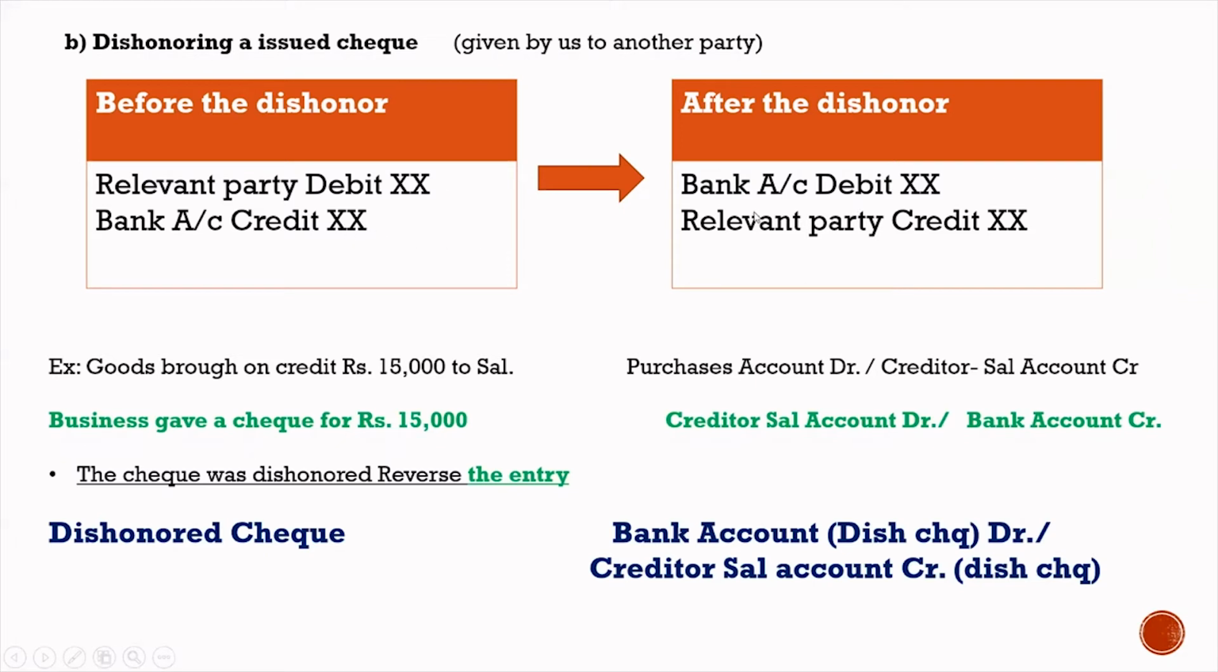We have reduced it, but now we have to add it so that it goes back to the same amount which was there. And the relevant party debitor now should be credit because he should not be debited. So in such a way we rectify it.